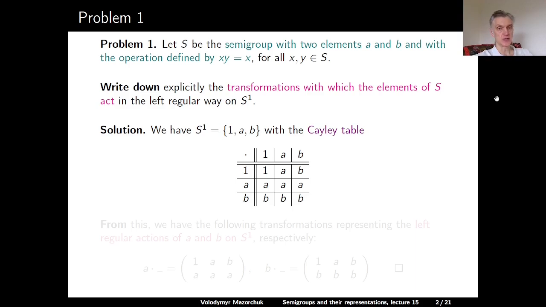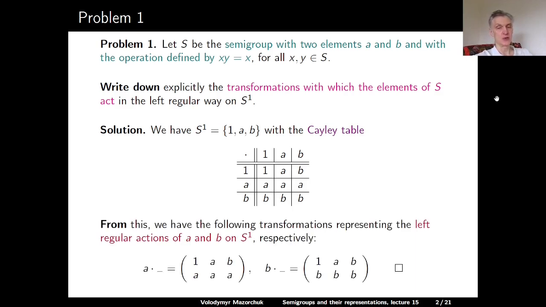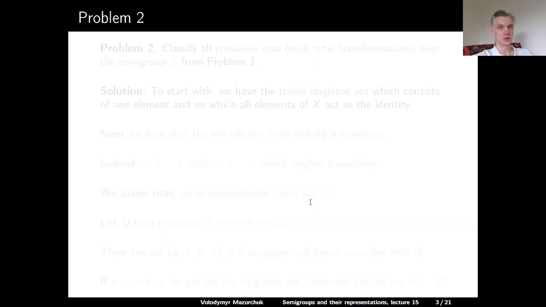So 1 times 1 is 1, 1 times A is A, 1 times B is B, A times anything is A, and B times anything is B. And from this we have the following transformations which define the left regular action of A and B on S^1. So the action of A sends all elements of S^1 to A, and the action of B sends all elements of S^1 to B. So this is just the action of A is the second row of the Cayley table, and the action of B is the third row. That's because in the left regular act, the action is given by left multiplication. This completes problem 1. Problem 2.